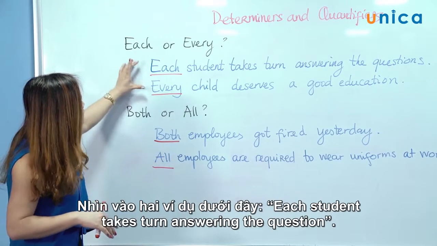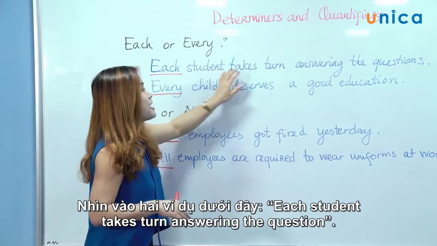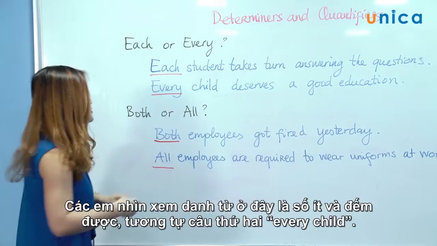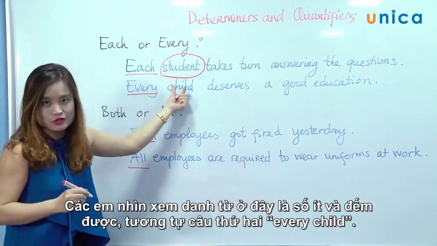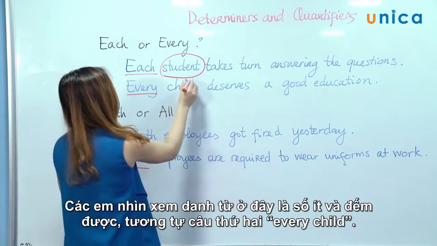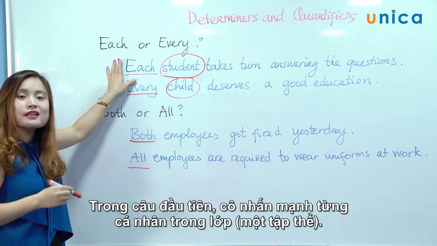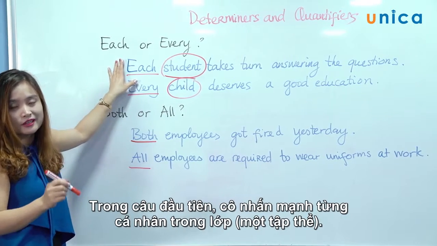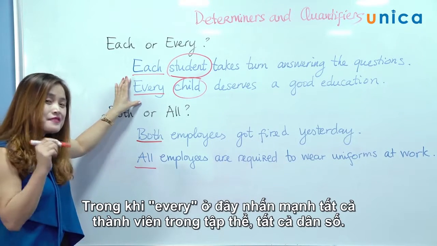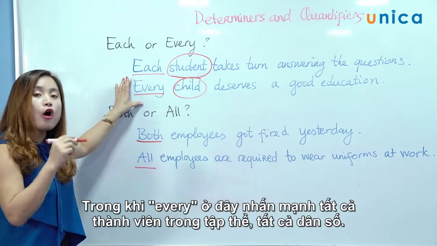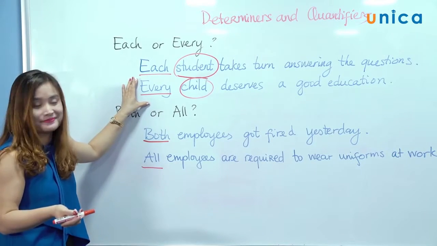Okay? So let's have a look at these two examples. You will see. Each student takes turn answering the question. So you see, the noun here is singular and countable. The same for the second one, every child. So in the first sentence, I stress the individual members of a class, of the group. However, every here, I emphasize or stress all members of a group or of a whole population.